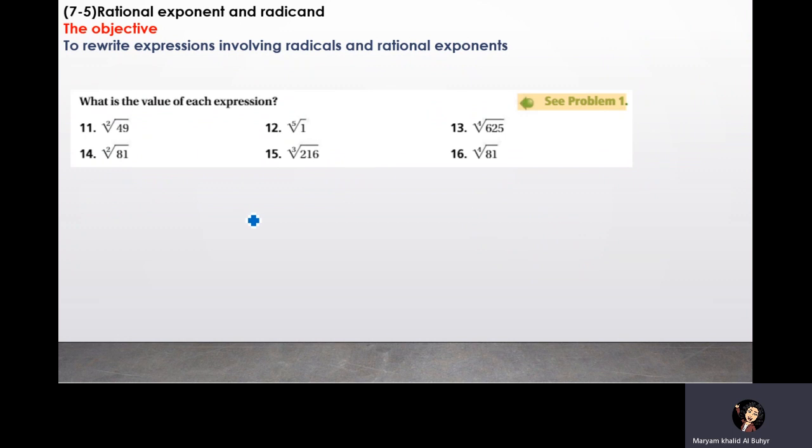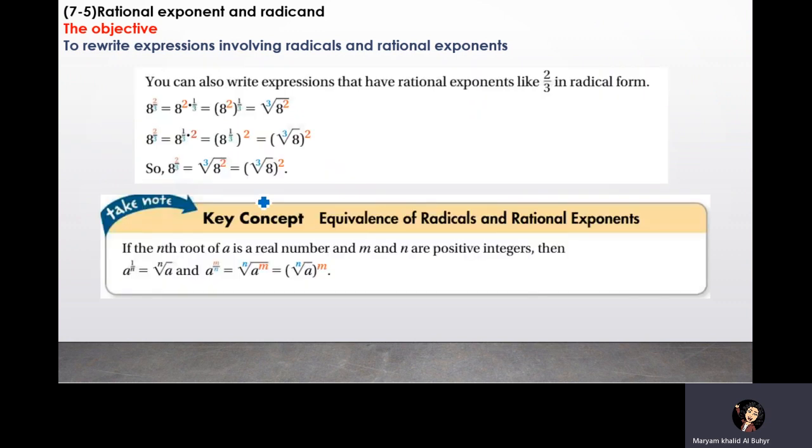So here are more exercises for that. I'm not going to work on them because they are exactly the same idea. Here you can say that is immediately 7. The fifth root of 1 is directly 1. Here is the square root of 81, which is directly the number that you multiply by itself, which is 9, and so on with the others.